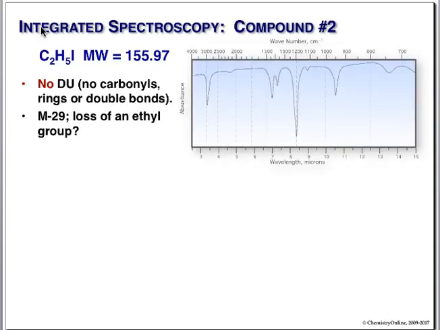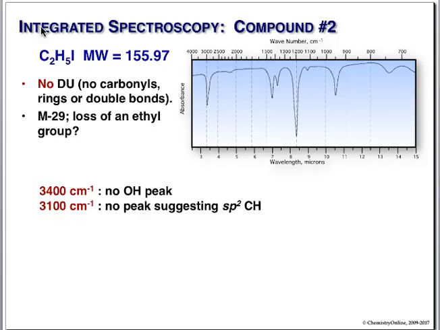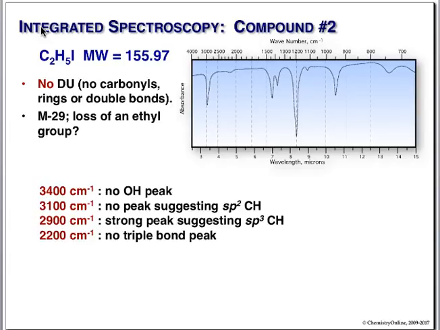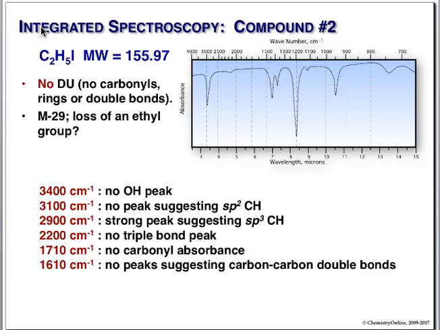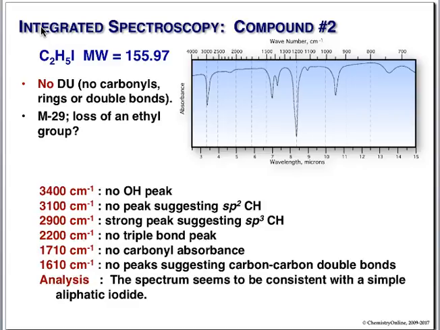The IR, totally uneventful. Down here in the very low region, we have nothing to suggest OH. We have no sp squared. We have nice sp cubed. Nothing here for triple bonds. Nothing here for carbonyl. And nothing for double bonds. So we're dealing with a nice, simple, aliphatic iodide.